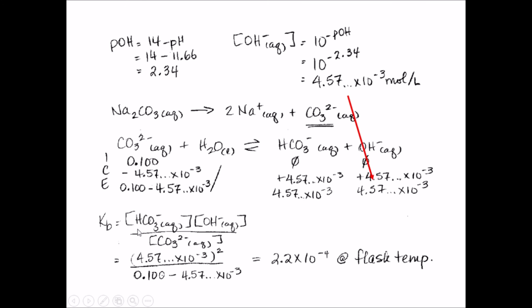Now we have to put our concentrations at equilibrium into our Kb expression, which is equal to the concentration of the products divided by the concentration of the reactant. So we can see our Kb calculation here at the bottom. When we complete that calculation, our Kb value is equal to 2.2 times 10 to the negative fourth.